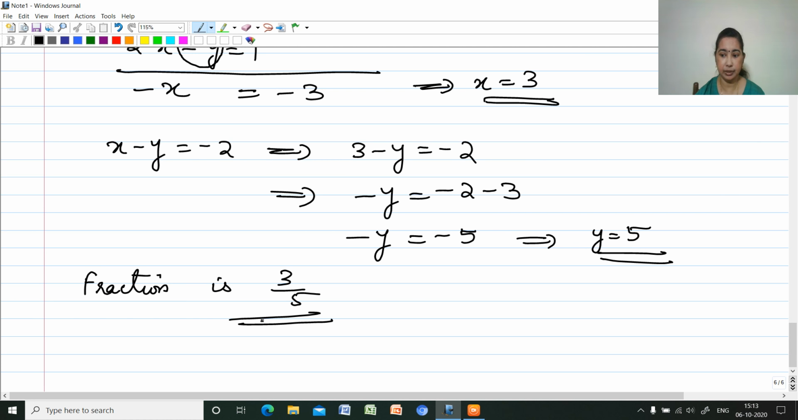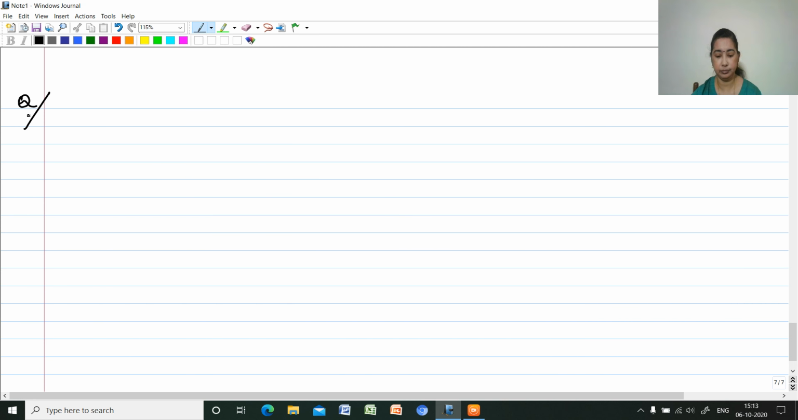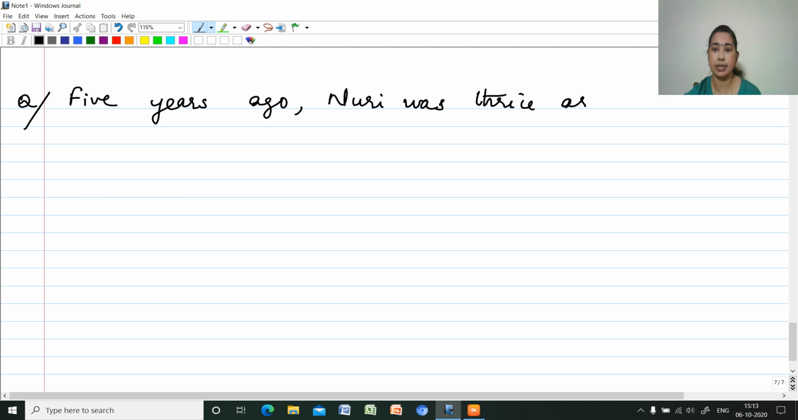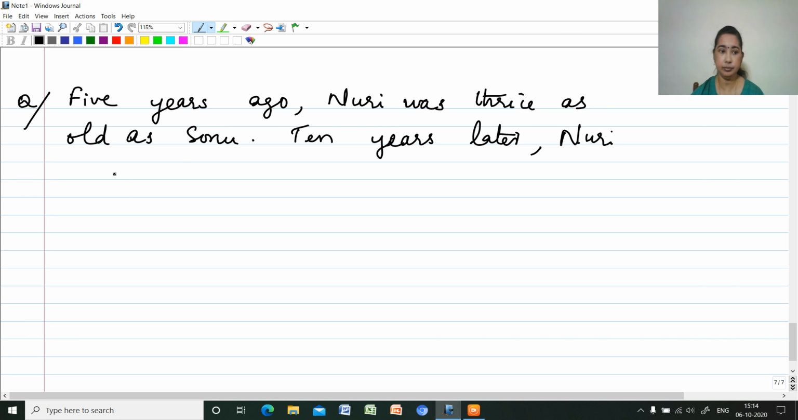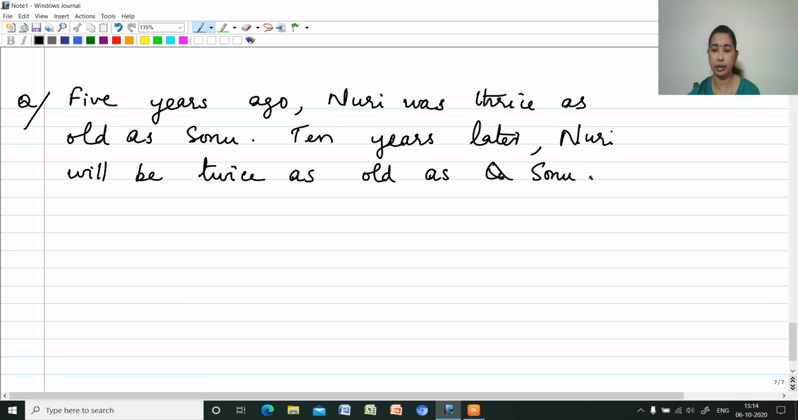Moving on to the next question. 5 years ago, Noori was thrice as old as Sonu. 10 years later, Noori will be twice as old as Sonu. How old are Noori and Sonu?